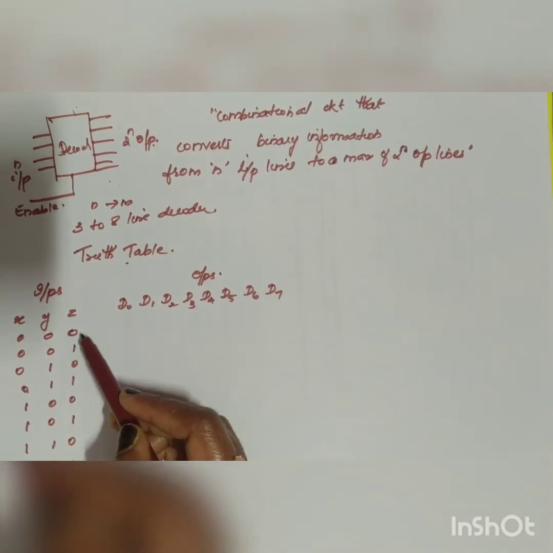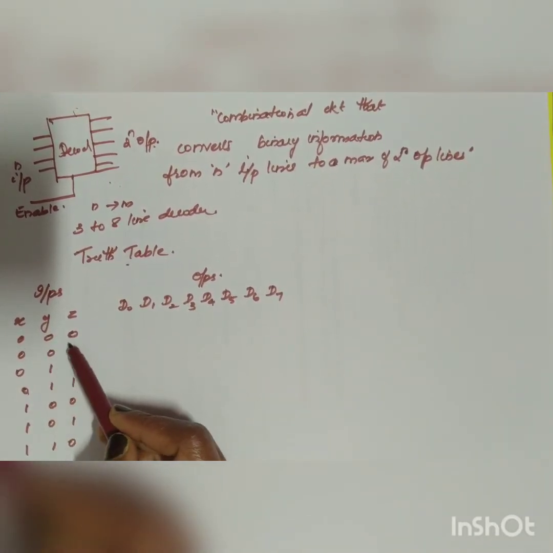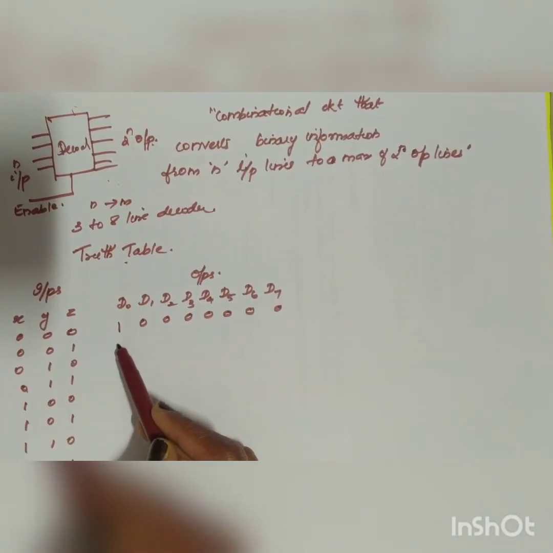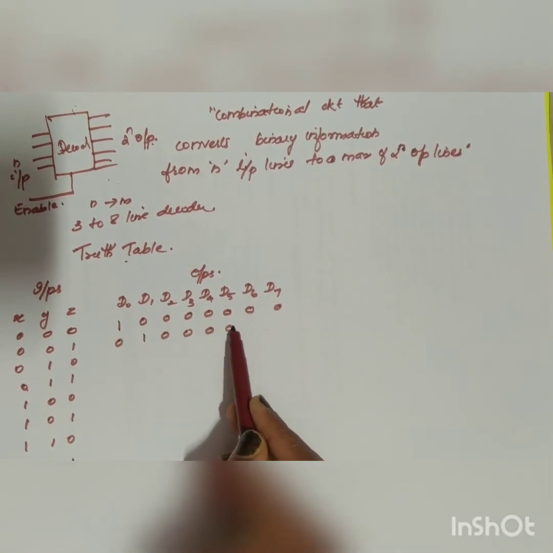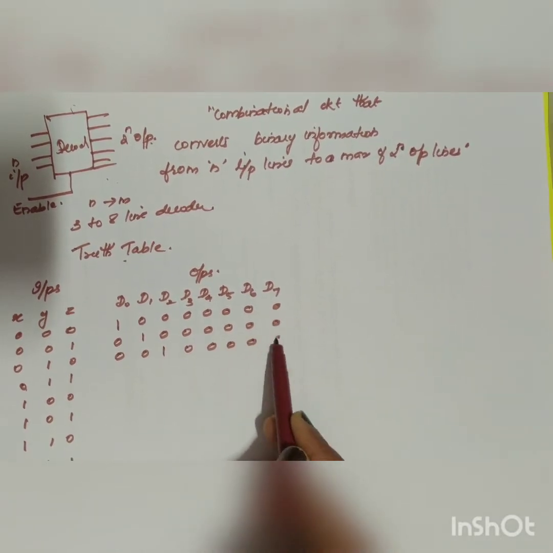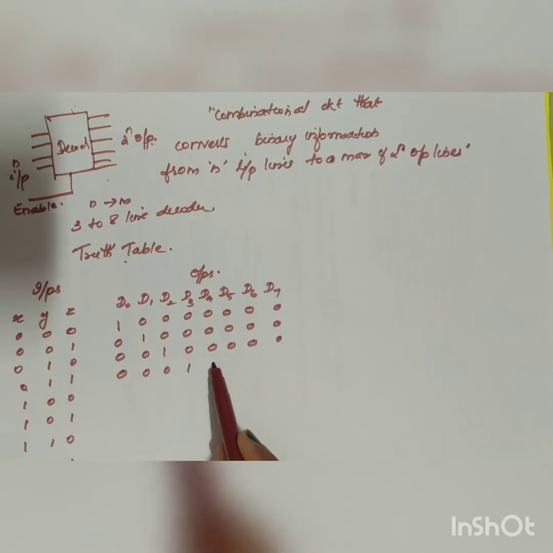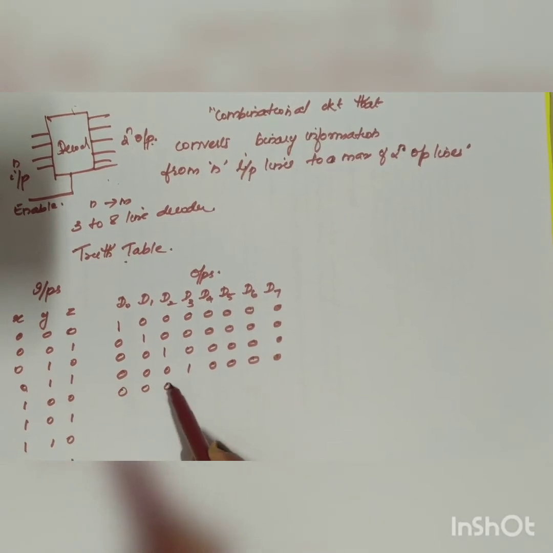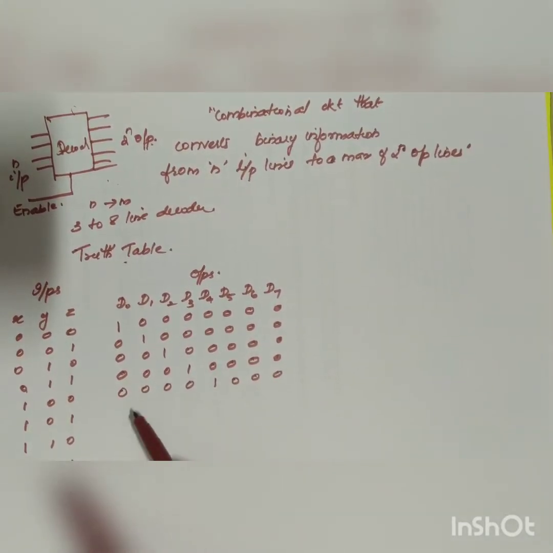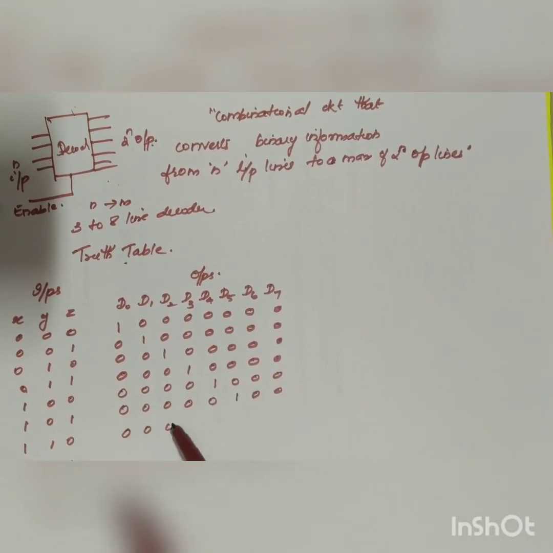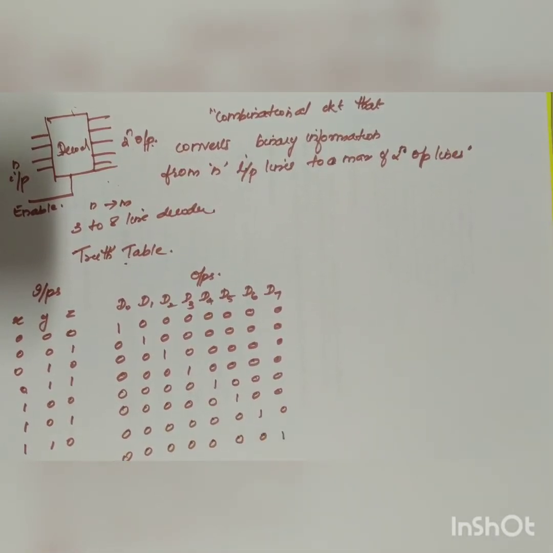So it will be converting it: during your input as 0 0 0, only D0 will be enabled. 0 0 1, you will have D1 enabled. 0 1 0, D2 will be 1. Similarly 0 1 1, D3 will be 1. 1 0 0, D4 will be 1, and 1 0 1, D5 will be 1. 1 1 0, D6 will be 1, and 1 1 1, D7 will be 1.